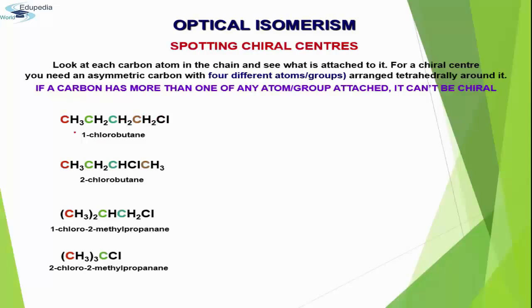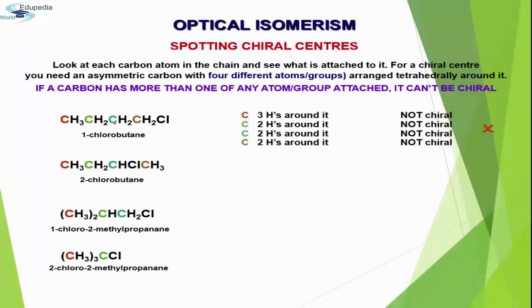Okay, done. Let's check. For the first case, carbon 1, no. Carbon 2, no. Carbon 3, no. Fourth carbon, no. So not chiral. Second case, carbon 1, no, same hydrogens. Carbon 2, 2 hydrogens are same, no. For this one, hydrogen and chlorine, 2 different. Then on one side it is ethyl and on the other side it is methyl. So this is having a chiral center.